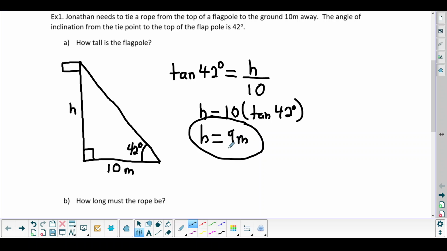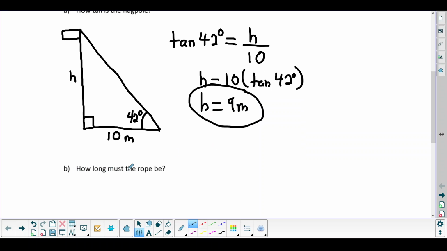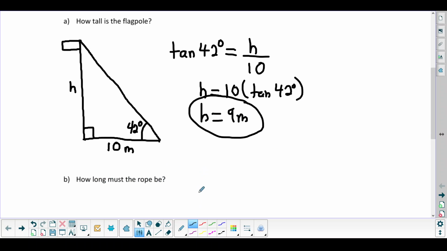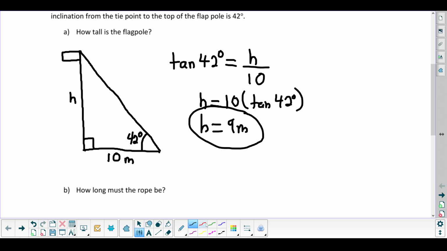Okay, so the next question is, how long must the rope be? Okay, so if we go to our diagram, the length of the rope would be here, and maybe we'll label that as L. I'm going to label it as a cursive L. That way it doesn't look like a 1. Okay, so how long must that be?